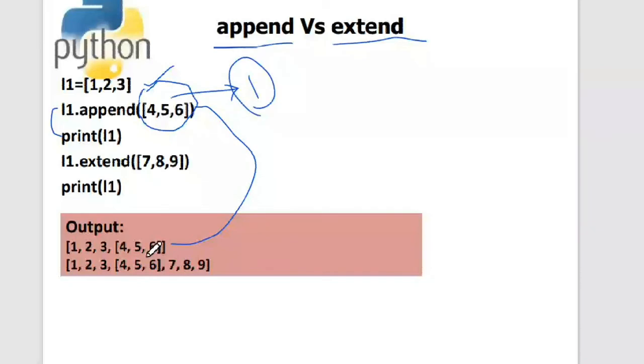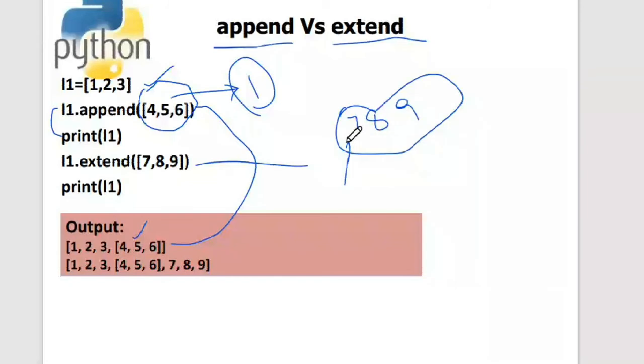Now try to understand what extend does. I have given the same kind of argument into the extend method, 7, 8, and 9. But what it is doing here is taking 7, 8, 9 as a list and iterating over the elements of this list, separating it. So it is keeping 7 as a separate element, 8 as a separate element, and 9 as a separate element. This is the difference between append and extend.